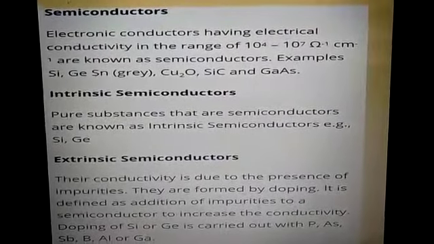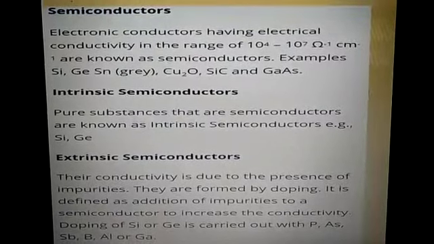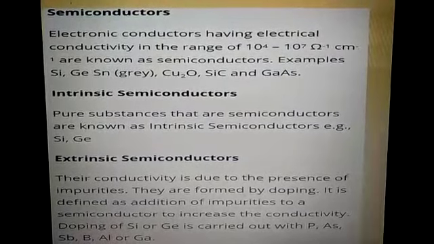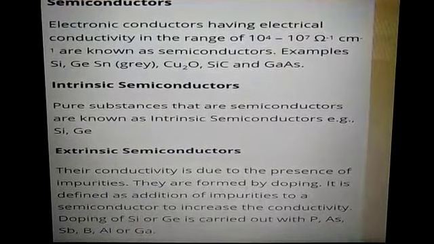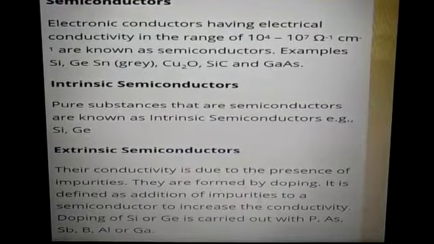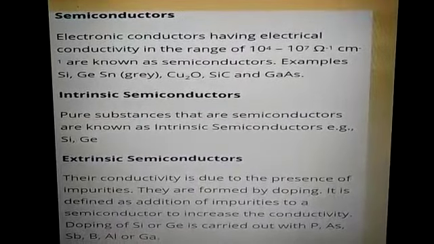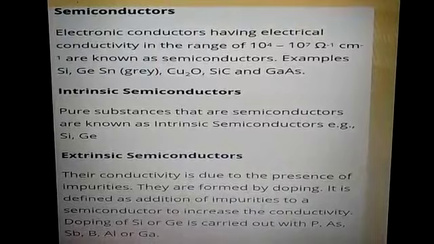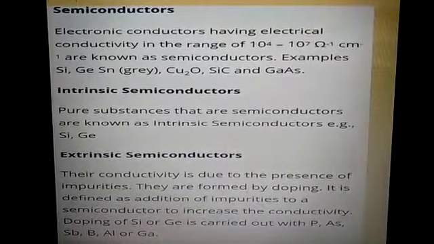Semiconductors are of two types, intrinsic semiconductor and extrinsic semiconductor. The pure substances that are semiconductors are known as intrinsic semiconductors. Here substances like silicon, germanium are insulators at 0 Kelvin, but above 0 Kelvin they become semiconductors. Therefore we call them intrinsic.